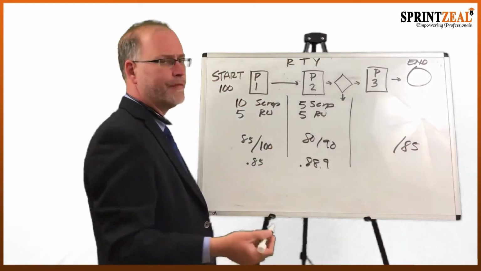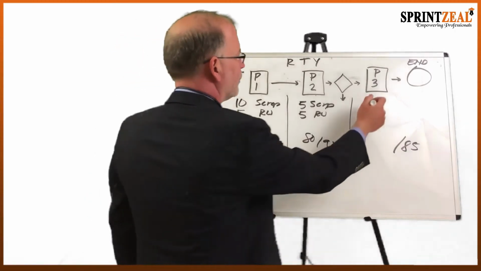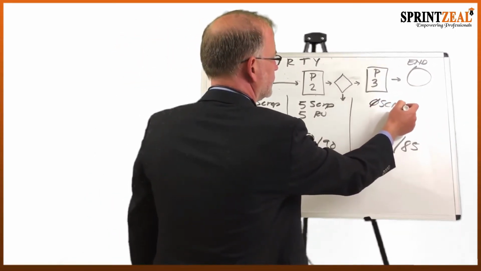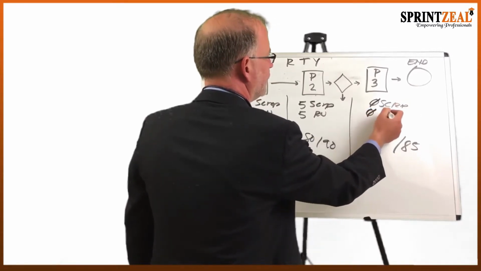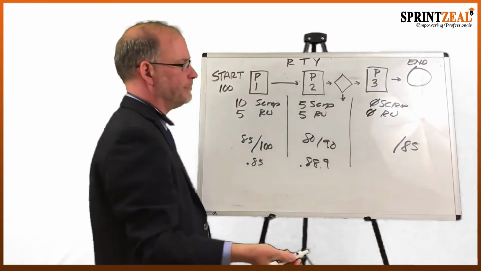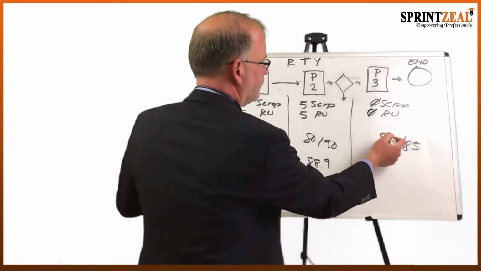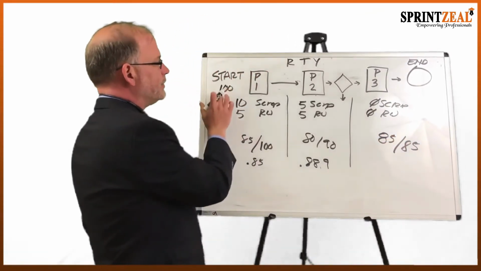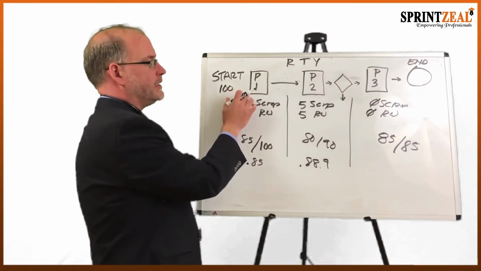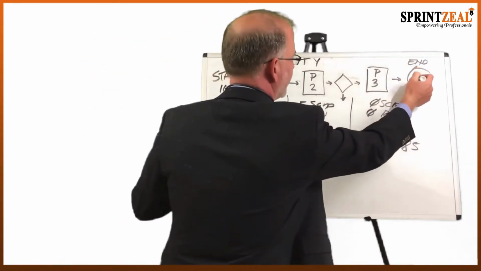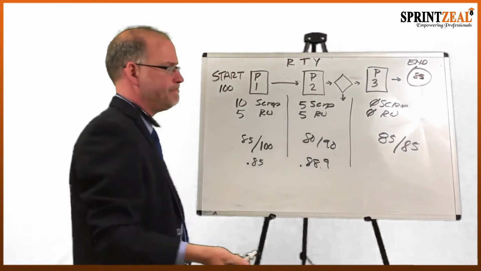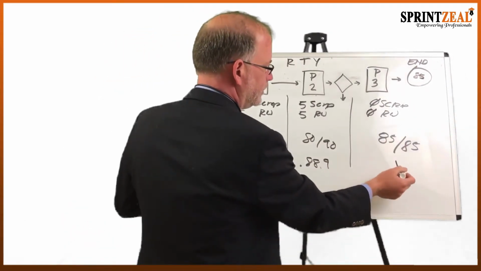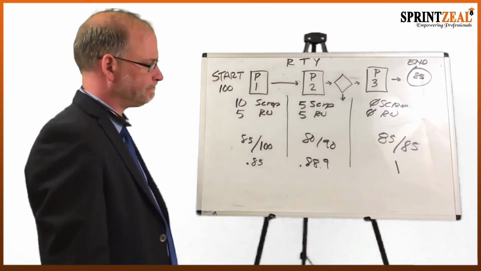Now let's just say, for example purposes, that there were no scrap pieces. And also, none of them had to be reworked. So our throughput yield is 85. So out of 100 pieces that start in process step 1, 85 of them make it to the end. 85 divided by itself is 1, or 100%.